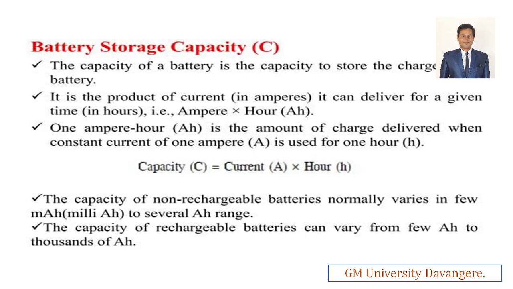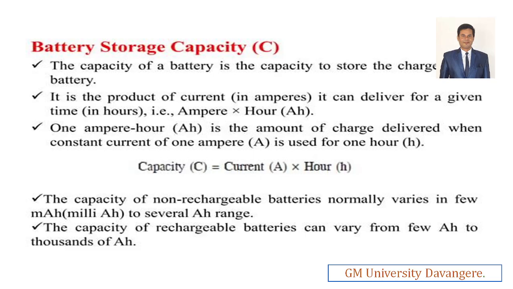So 1 ampere hour is the amount of charge delivered when a constant current of 1 ampere is used for 1 hour. We discussed that in yesterday's class. In 1 hour, how much current will it deliver? In 2 hours, how much? In 3 hours, how much? In 4 hours it is delivering 50 amperes, in 3 hours it is delivering 25 amperes, in 2 hours it is delivering 15 amperes. That is how the rating of the battery's capacity can be identified.